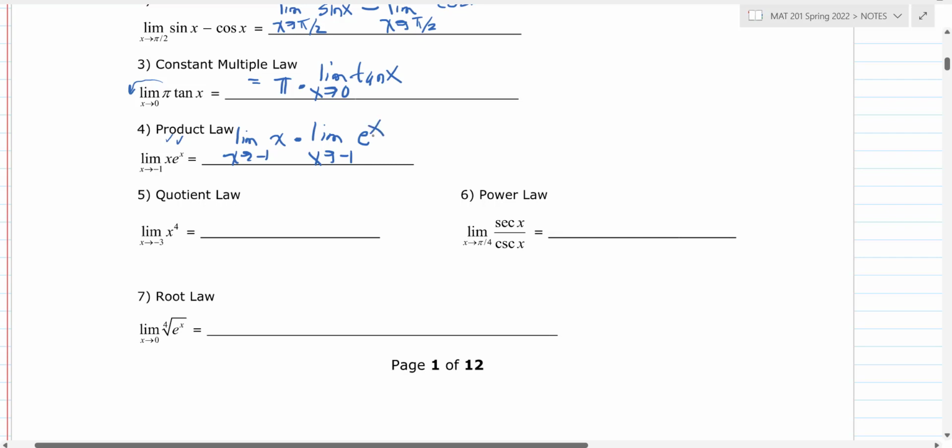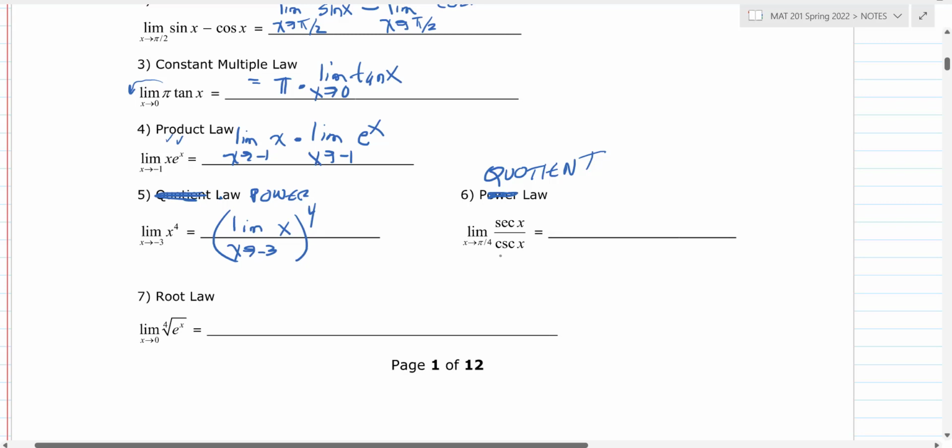Now, I think I may have these things kind of backwards. This one is the power law on this number 5, and this one right here would be the quotient law, so I didn't type those correctly, it looks like. All right, so what you would do in this case is the limit as x goes to -3 of x, then you raise the whole thing to the 4th power.